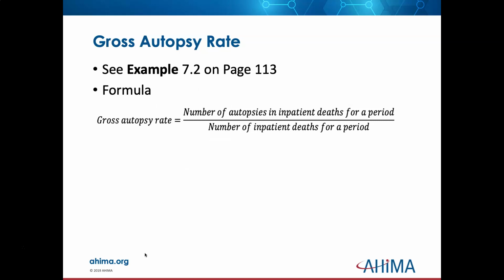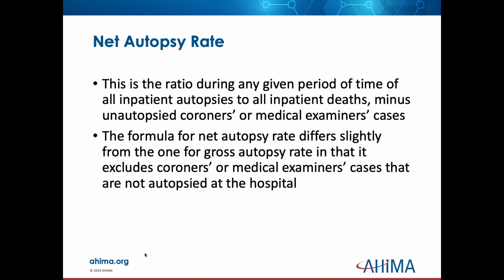So if we look at page 113 in our book, example 7.2, toward the bottom of the page, not exercise 7.2, but example 7.2, shows you how to walk through doing that. It shows you not only for a gross, but also a net. And the net, again, pulls some cases out. Gross is everything, net pulls out. And what they pull out are unautopsied coroner's or medical examiner's cases. Okay, excludes those coroner's or medical examiner's cases.